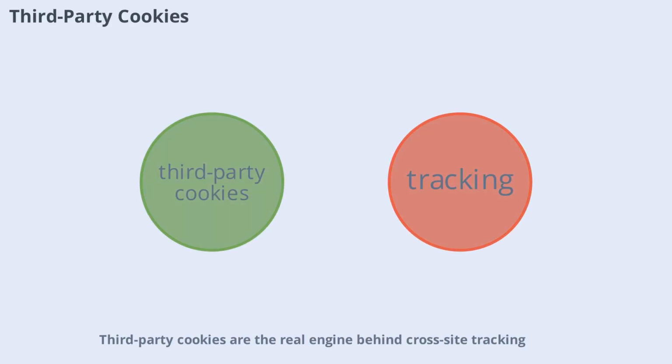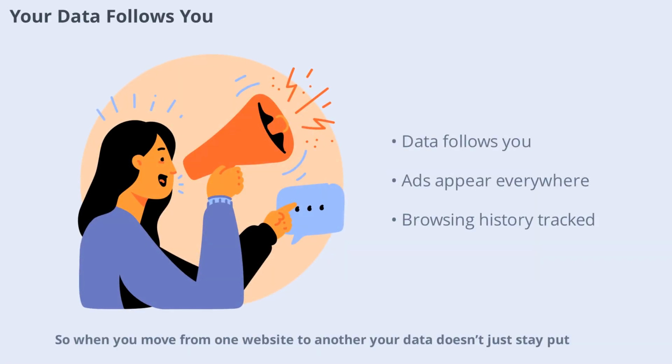Third-party cookies are the real engine behind cross-site tracking. Unlike regular cookies, which are set by the website you're visiting, third-party cookies come from advertisers and analytics companies. They're embedded in many websites, allowing these companies to follow your activity from site to site, building a detailed profile of your online behavior. So, when you move from one website to another, your data doesn't just stay put. Thanks to third-party cookies, your browsing history, searches, and clicks can follow you across the internet.